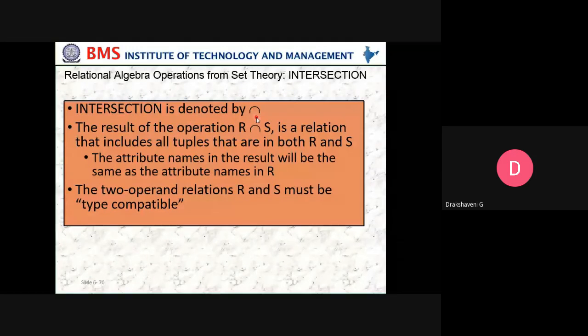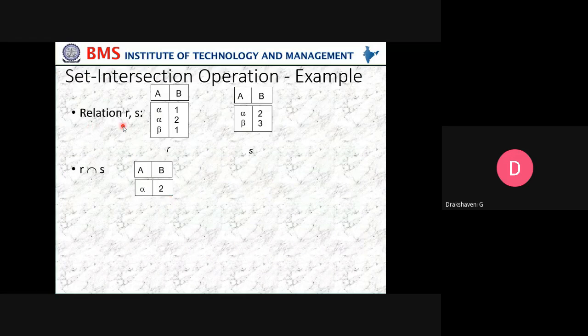Intersection is denoted by this symbol. The result of the operation R intersection S is the relation that includes all tuples that are in both R and S. The attribute names in the result will be the same as the attribute names in R. The two operand relations R and S must be type compatible. Then relations R and S, for the set intersection operation: R is alpha 1, alpha 2, beta 1. Then S is alpha 2, beta 3. So R intersection S is alpha 2. So this is what is called an intersection.